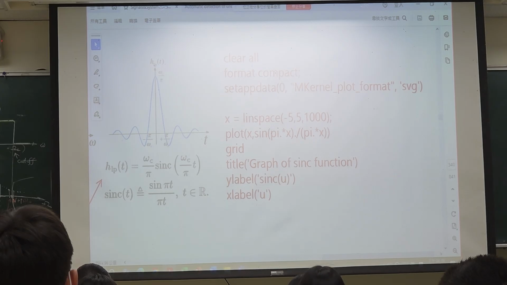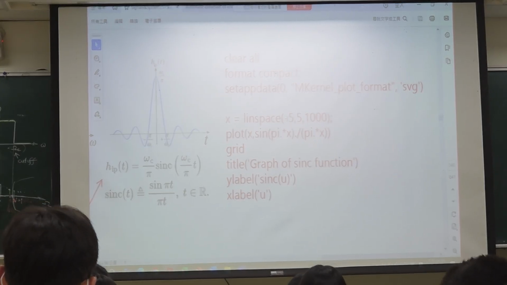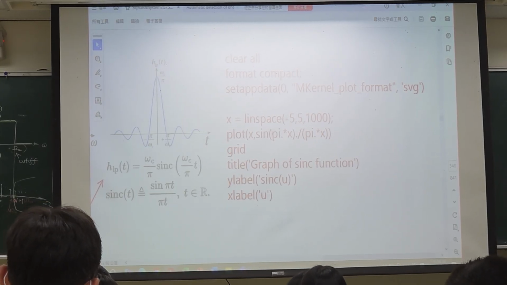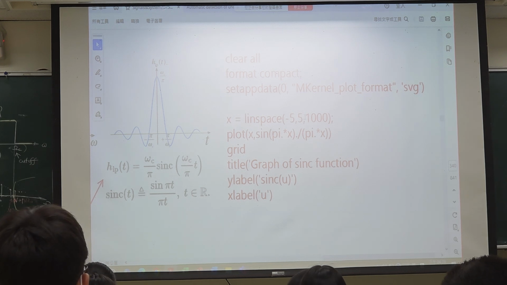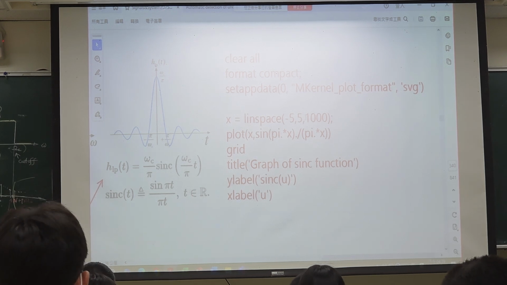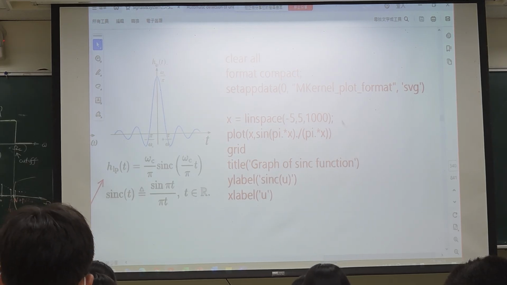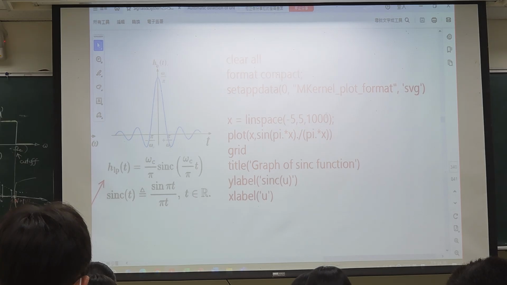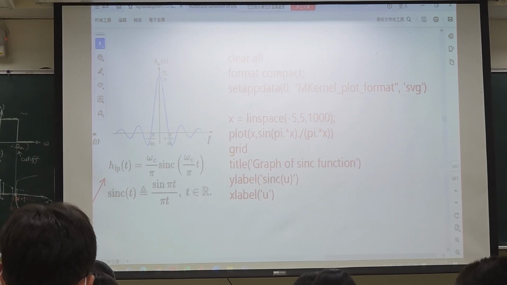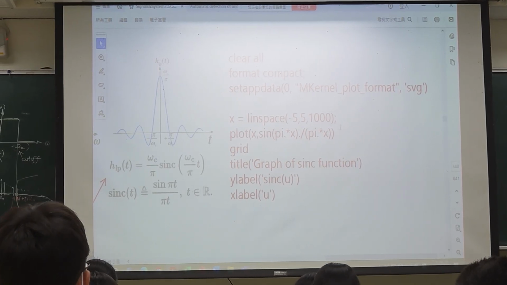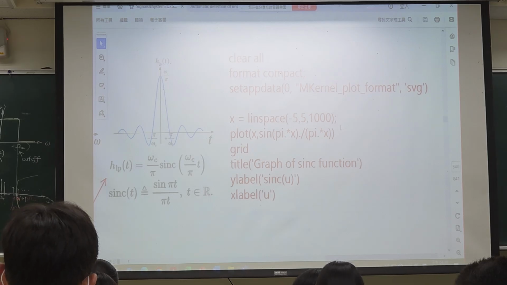So the linspace means we define the time interval from -5 to +5, and I divide the interval into 1,000 intervals. Sometimes I prefer to use 1,000 instead of 1. It doesn't make too much difference. Okay? Just my personal preference.